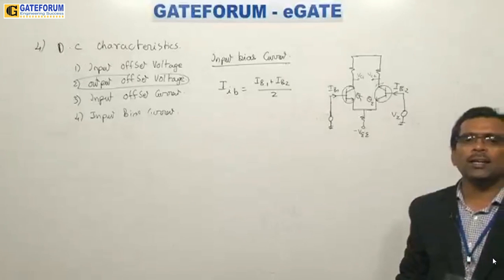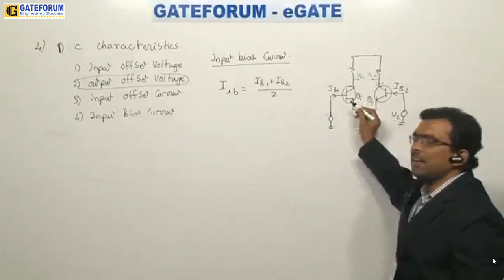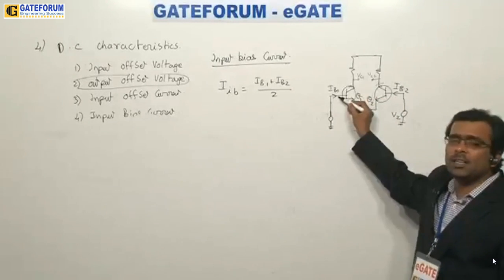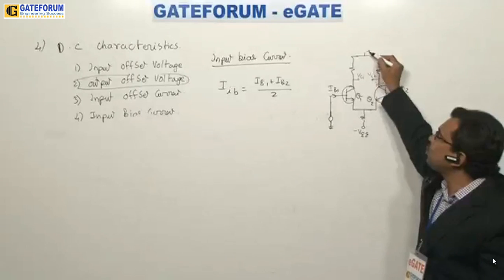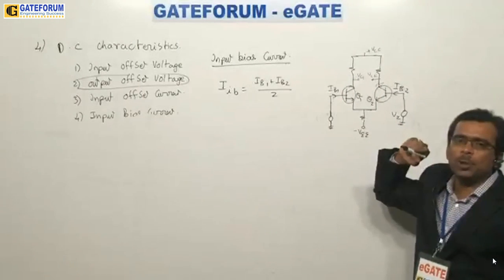So how do you understand this IB1 and IB2? When these two transistors are identical, then definitely the biasing conditions, and biasing is for DC. You need to understand here, the word itself stands there, bias. Biasing is for DC.